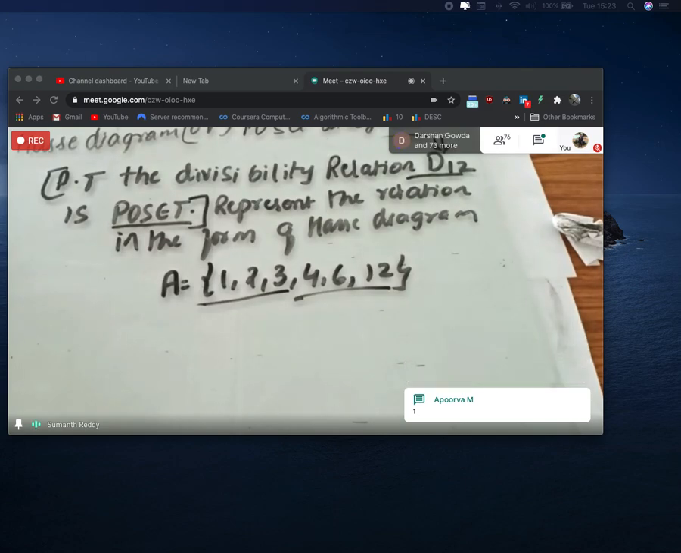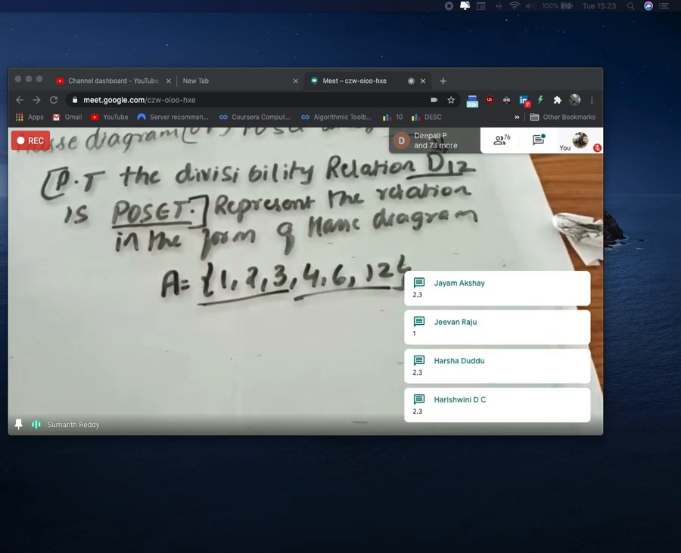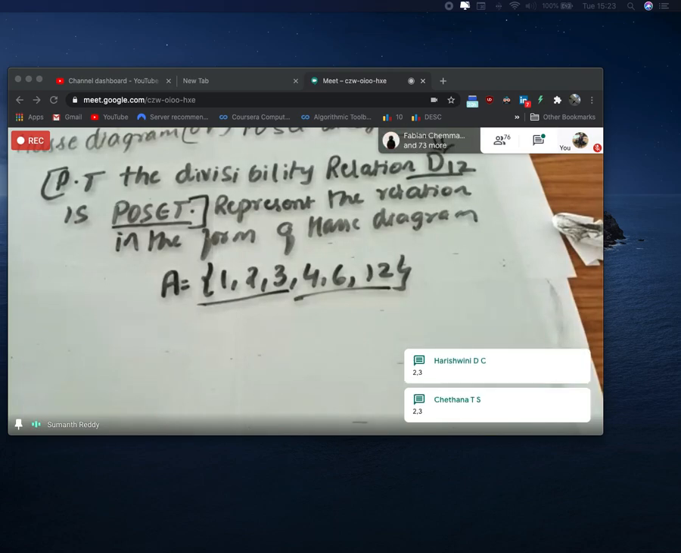I repeat my question. Which are the numbers that are related to only 1? Yes, exactly. Jayam, Akshay, you are right. The numbers which are related to only 1 are 2 and 3. So I can write 2 and I can write 3 here.